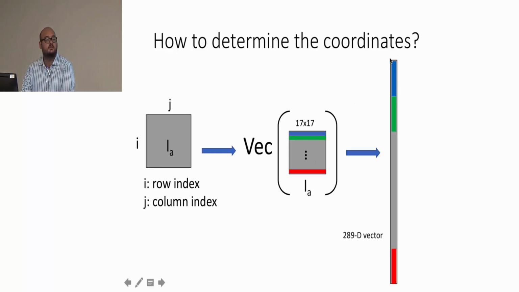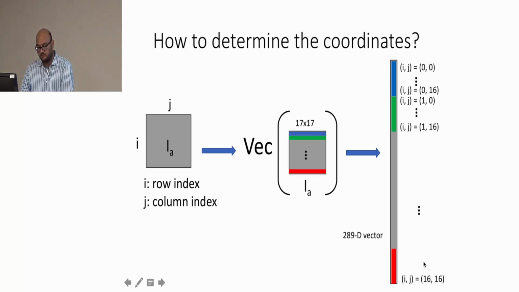This is a 289 dimensional column vector, where every row has been transformed when we vectorize it. This is where the first row comes, this is where the next row comes, and we are actually interested in these coordinates. That's why we are showing it like that. So from 0,0 to 0,16. Why? Because there are 17 of them. From 1,0 to 1,16, and so on, to 16,0 to 16,16.